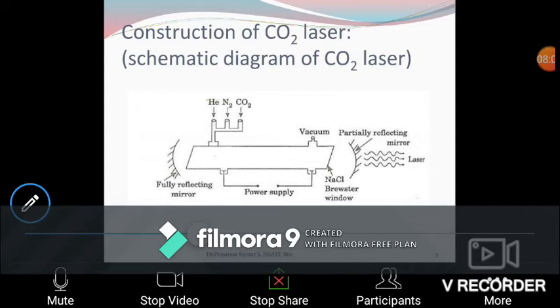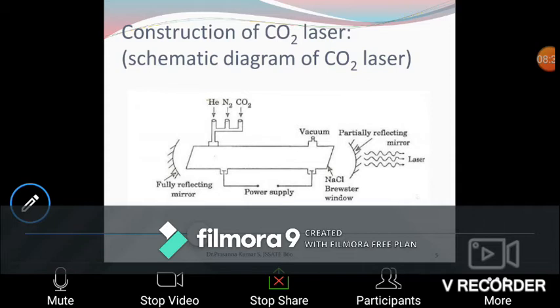So this is the schematic diagram of a carbon dioxide laser. Look at it, you have two mirrors. One is a fully reflecting mirror at the left side. On the other side, you have the partially reflecting mirror through which the laser comes out, you know that. And it is a discharge tube. It is an electrical discharge tube, and DC supply is applied.